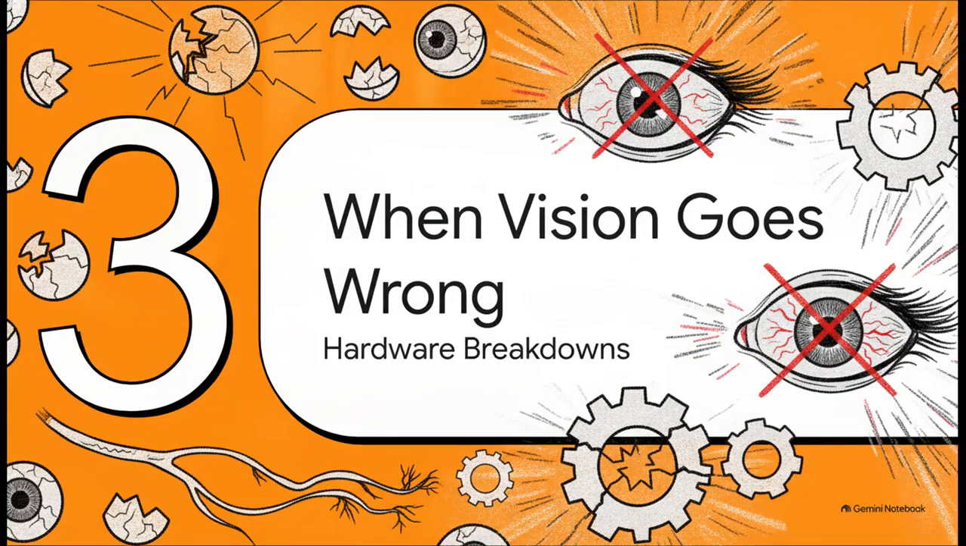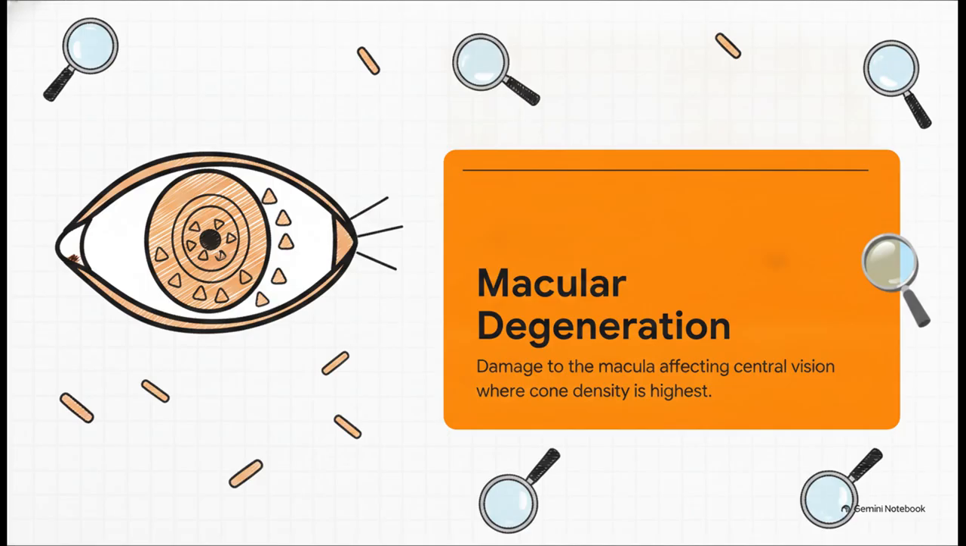That brings us to Section 3, when vision goes wrong. To really understand this incredible hardware, we need to see what happens when specific parts of it break down. The crucial point here is understanding conditions like age-related macular degeneration, or AMD. AMD involves damage to the macula. Now, the macula is that oval region right in the center of the retina surrounding the fovea. Remember those detail-oriented cone artists we just talked about? Well, because this area is absolutely packed with them, damage here means we lose our high-acuity central vision.